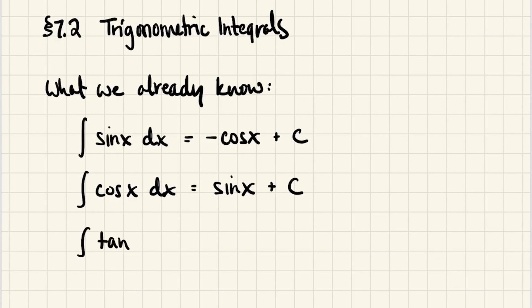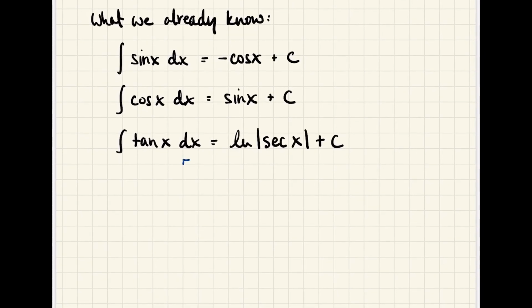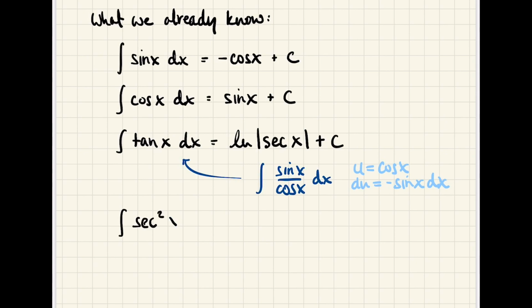All right, and the antiderivative of tangent of x is ln of absolute value of secant of x. And you can establish this by writing sine over cosine and then doing a u substitution, and that's going to work. Okay, there's a few more. We know the antiderivative of secant squared of x is tangent of x, of course. We know the antiderivative of cosecant squared of x is negative cotangent of x.